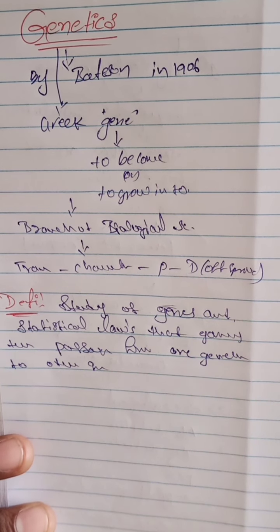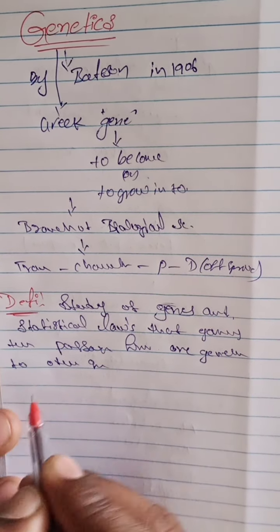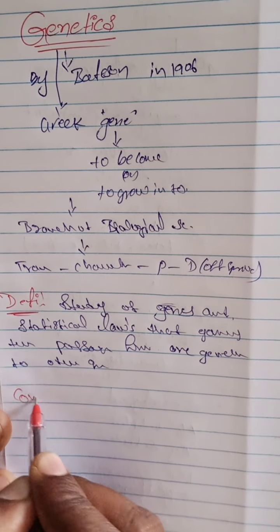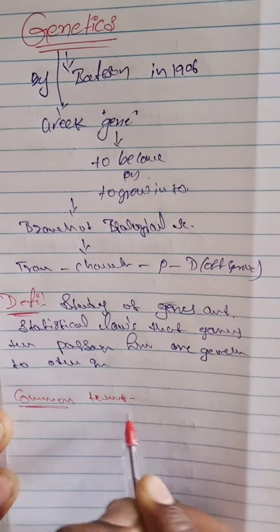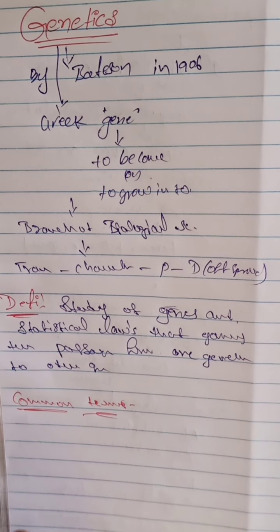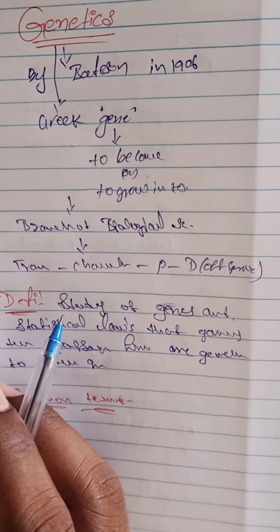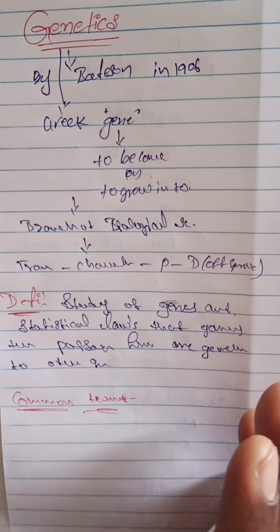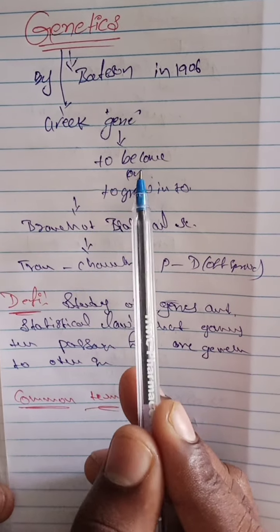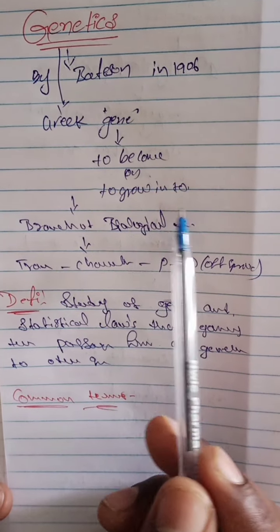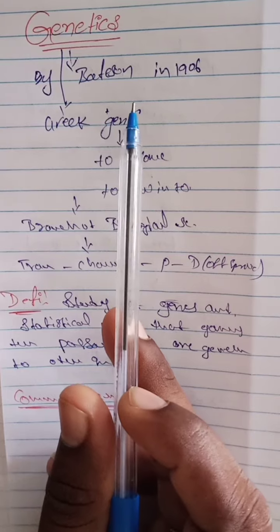So here, some common terms are used in genetics. What are these common terms? Simply, genetics means transfer of genetic material, transfer of characteristics from one generation to another generation. The word genetics is derived from the Greek word gene. Gene means to become or to grow into. The word genetics was introduced by Bateson in 1906.